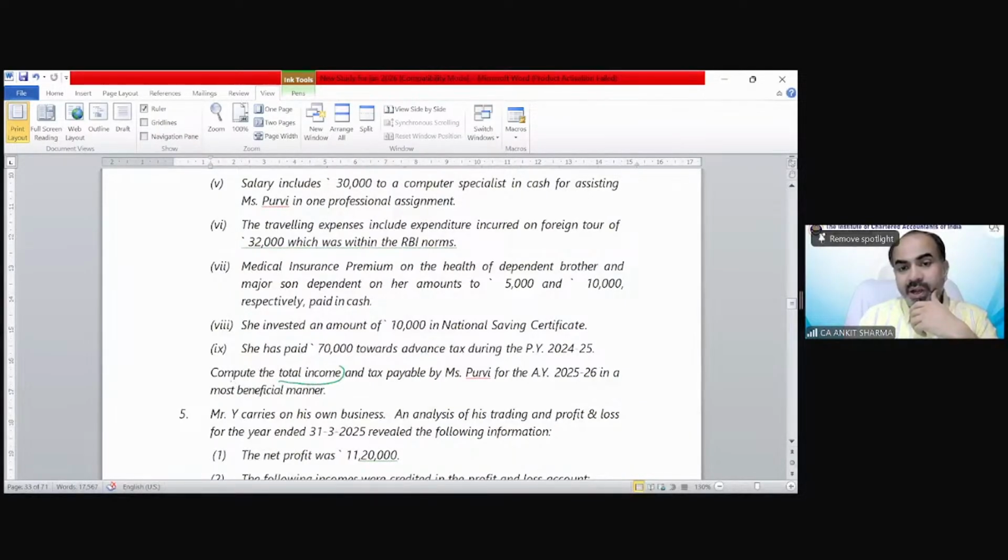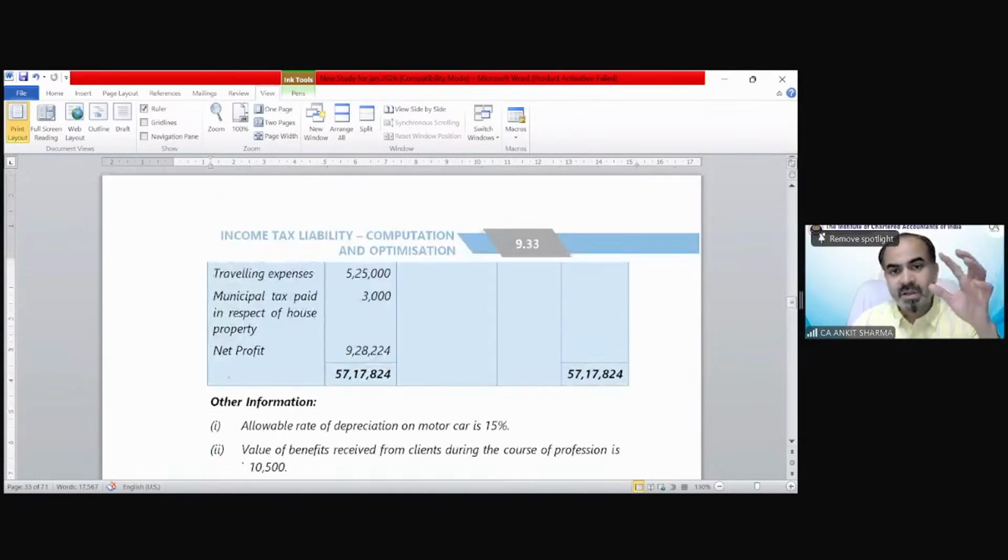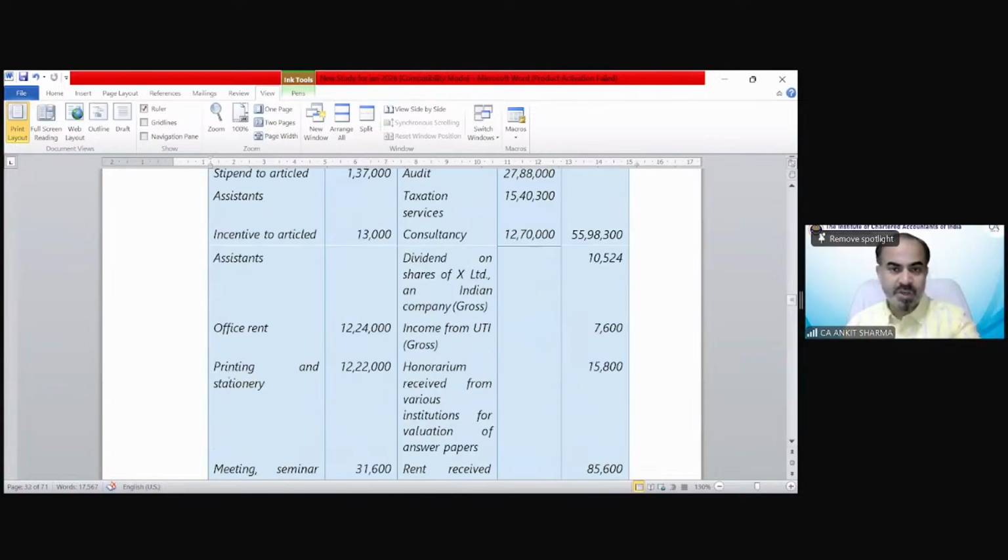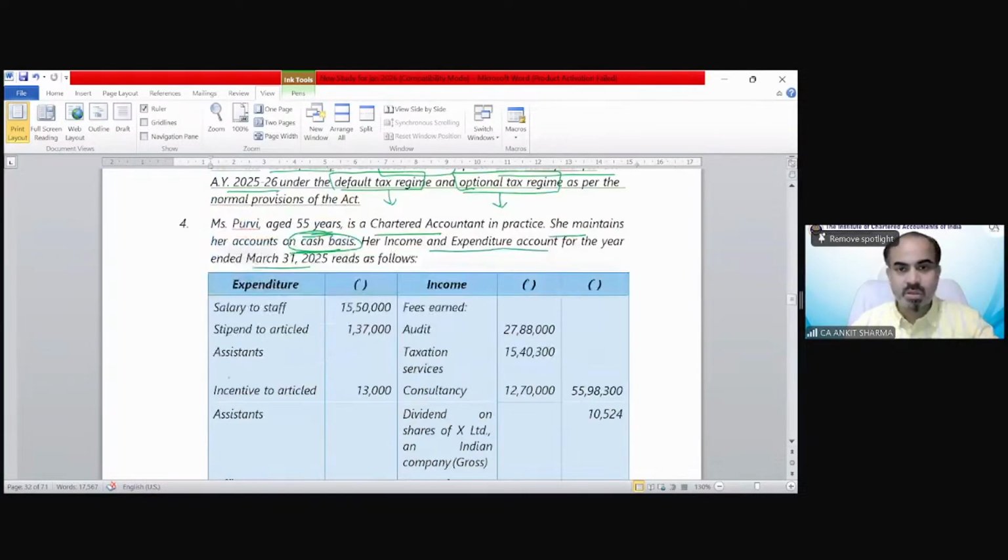Compute the total income and tax payable by Mrs. Poovey for the assessment year 25-26 in a most beneficial manner. And when the question asks you to calculate the tax as per most beneficial manner, then that AMT concept could also play a very important role. So one by one, we will solve each and every piece of information which has been given in the question. This is question number 4.